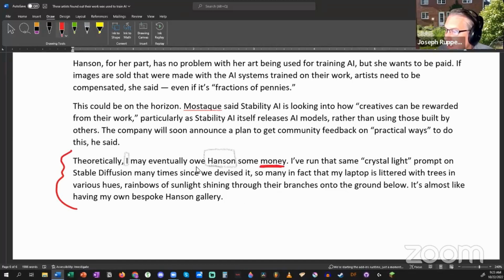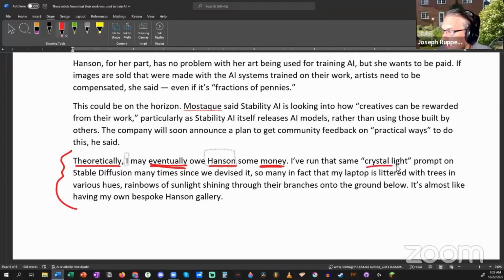So theoretically, I may eventually, right, possibly in the future, owe Hansen some money. And then theoretically, this is just saying, right, in theory, so not in fact, but we can imagine, right? Theoretically, I can imagine that maybe in the future I will have to pay Hansen money because of the AI art.